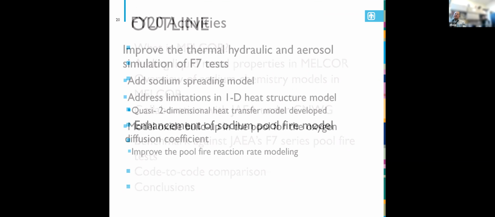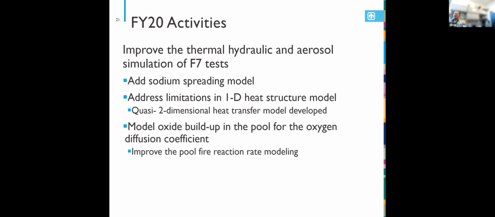So we talk about enhancement now. In FY20, we're adding a spray fire model. We're looking at the 1D heat structure limitation in MELCOR, implementing the quasi two-dimensional heat transfer model, and how the oxide can affect the oxygen diffusion coefficient, and to improve the pool fire reaction rate modeling to better equate to the experiments.